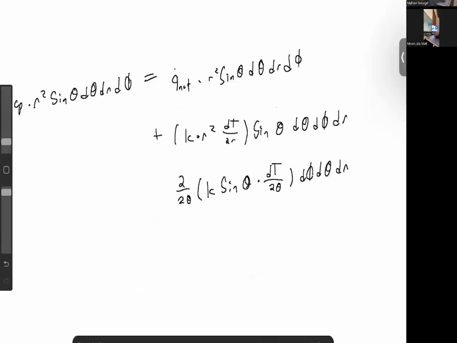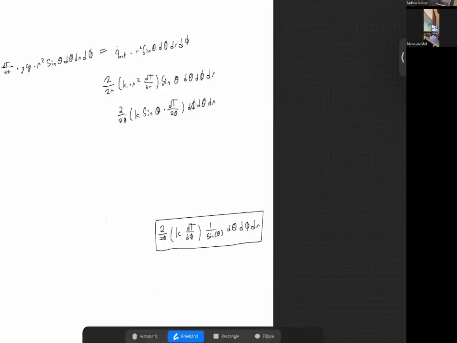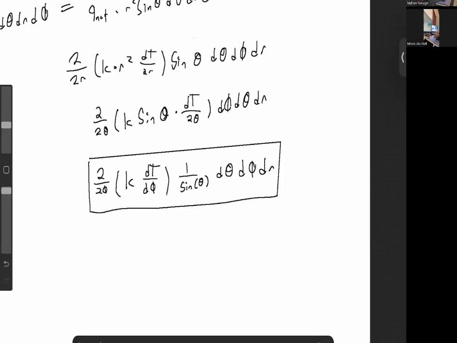Oh, you know what? I think I accidentally erased one of the parts here. I think this is supposed to be change of R. There we go. Okay. And then move this part over here. Okay. Now we can finally start doing some work.